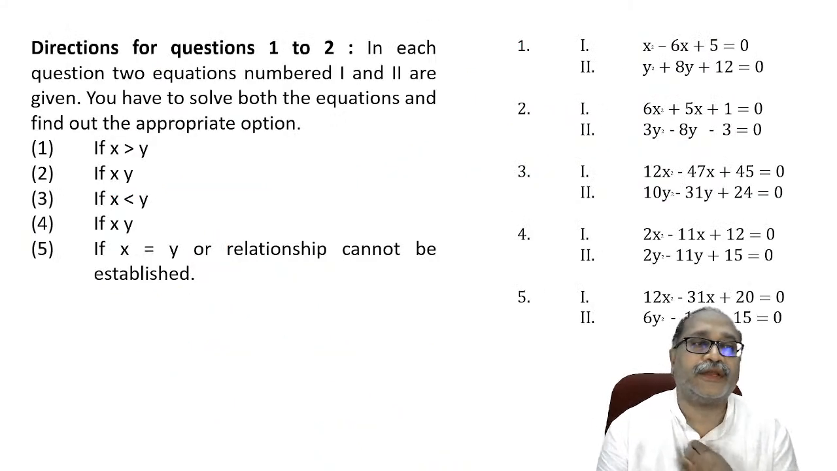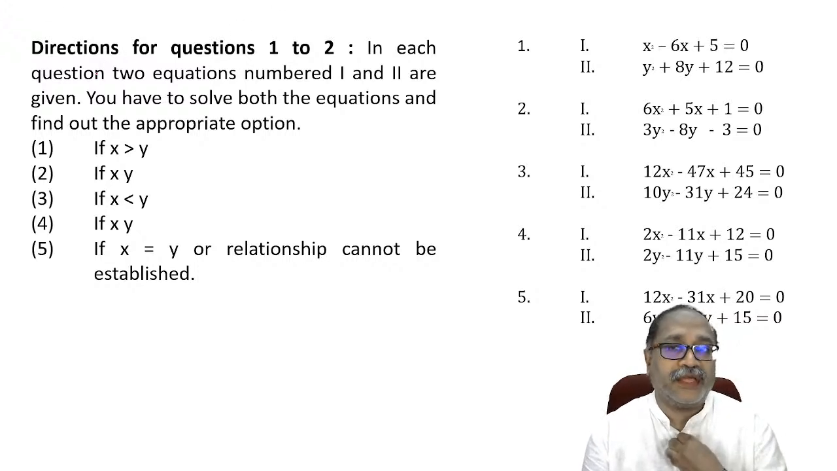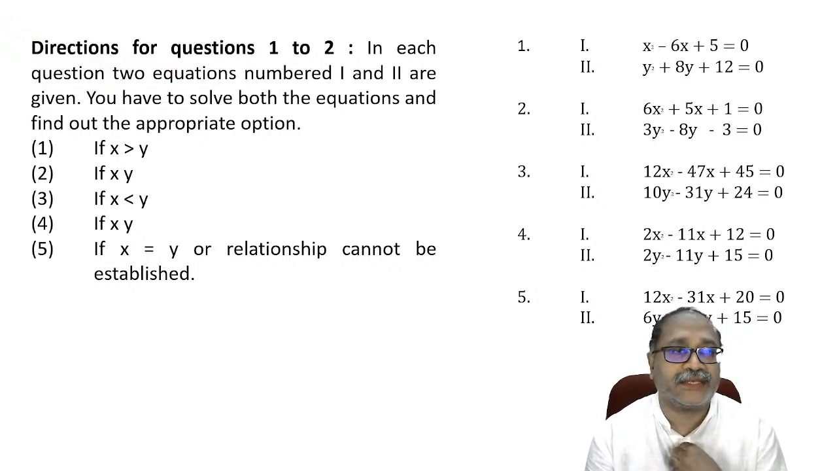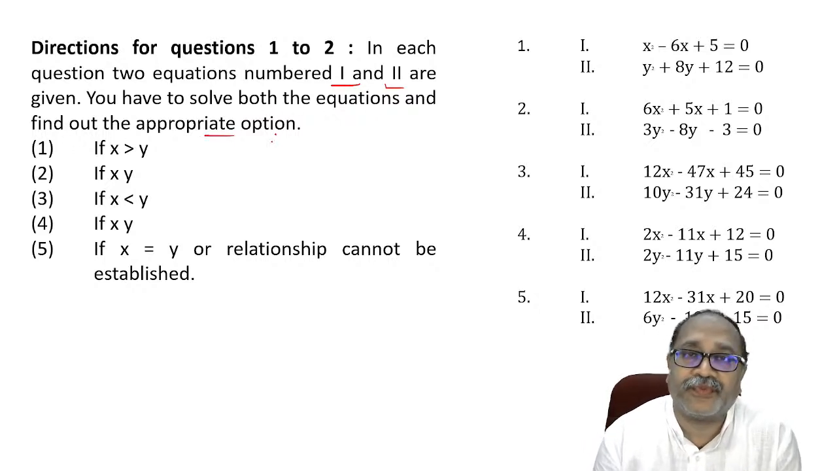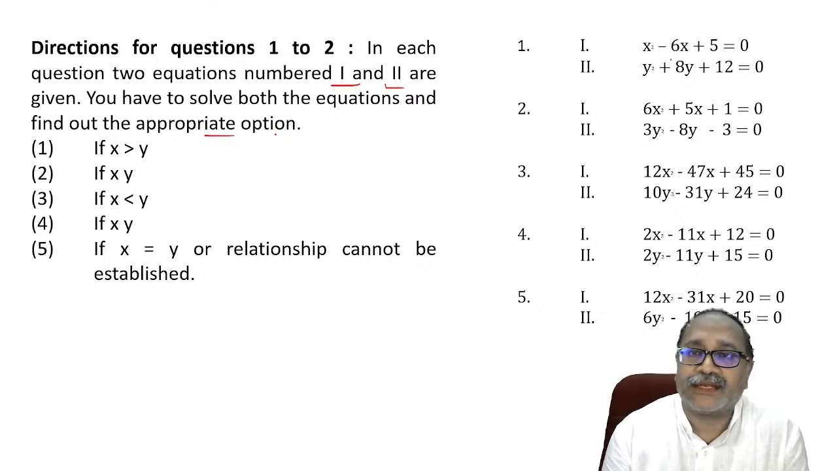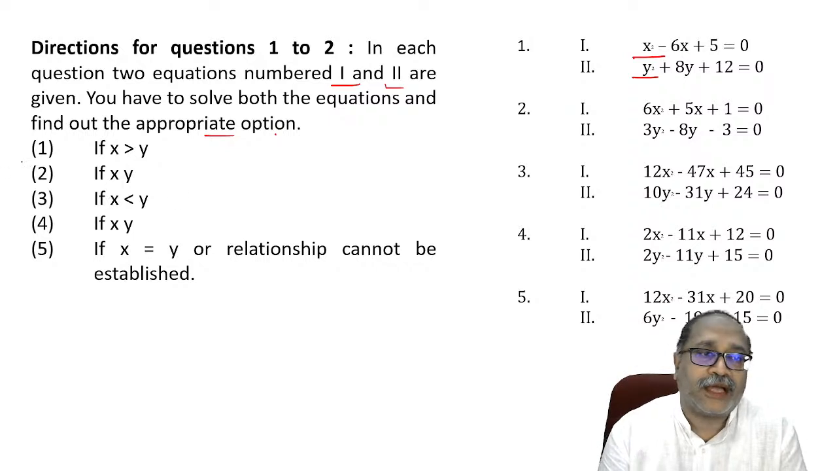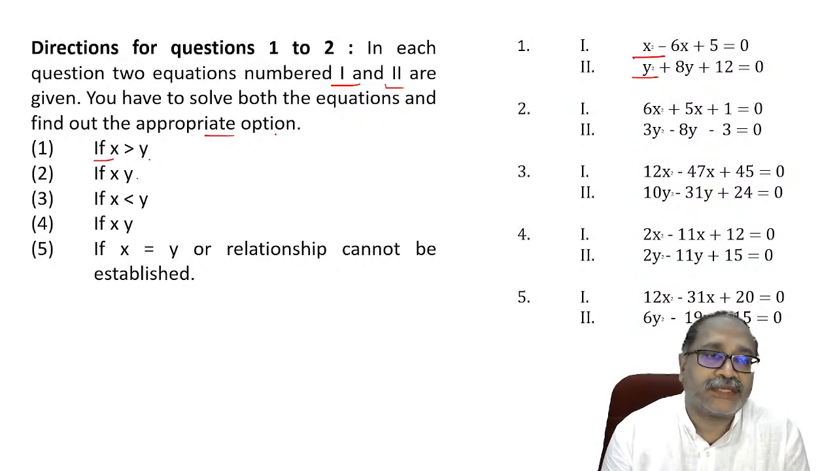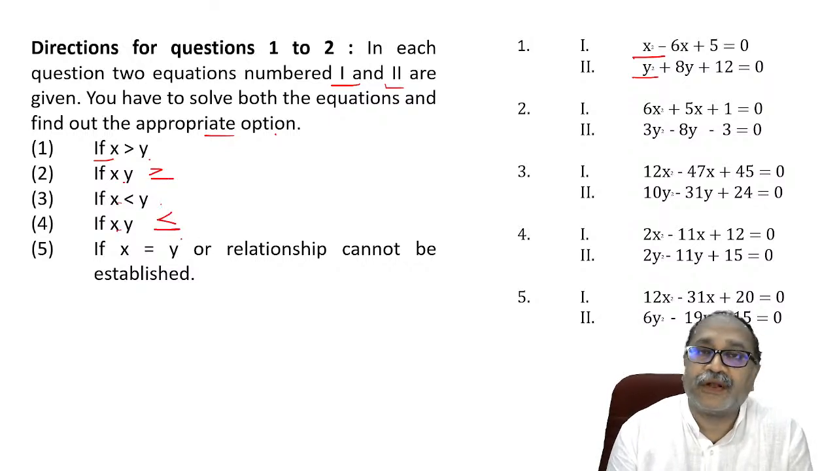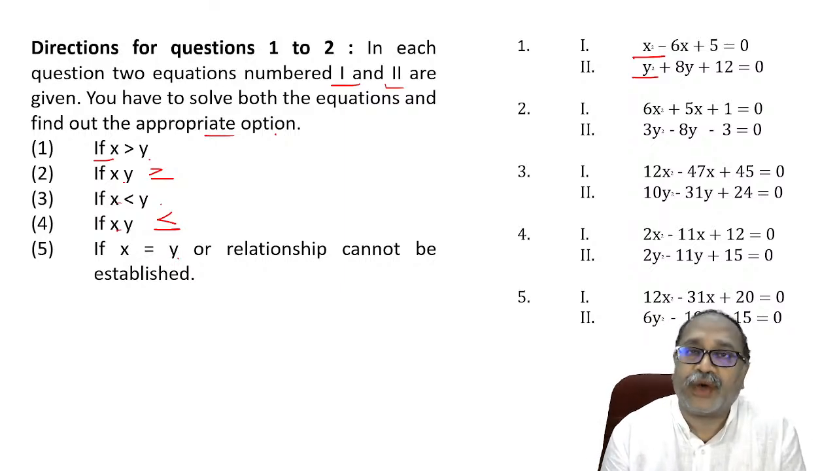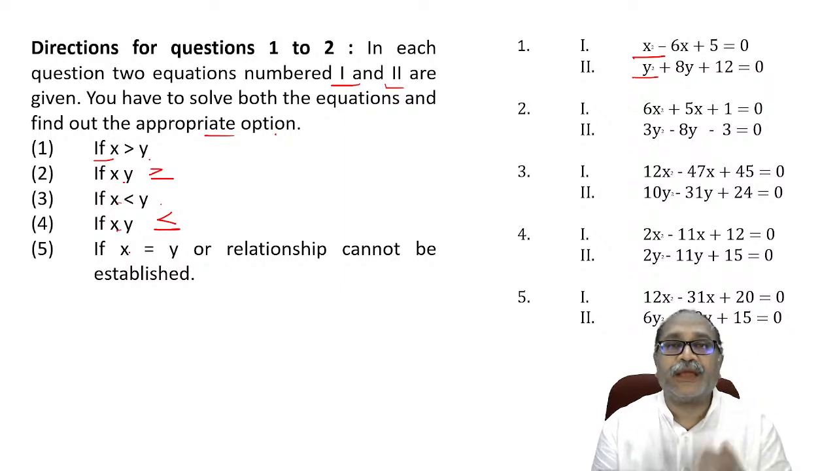And here is the way the question comes in the bank exams. In each question, two equations, number 1 and number 2, are given, and you have to solve both the equations and find the appropriate option. So you will have options like this: one equation is with x and the other equation is with y, and you need to find the x value as well as the y value, and then find whether x is greater than y, or x is greater than or equal to y, or x is less than y, or x is less than or equal to y, or x is equal to y, or the relation between x and y cannot be defined.